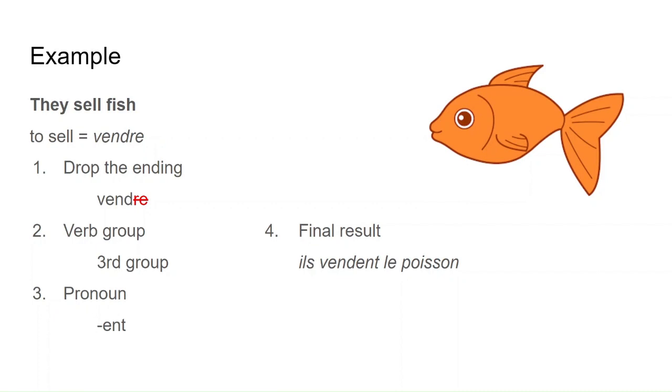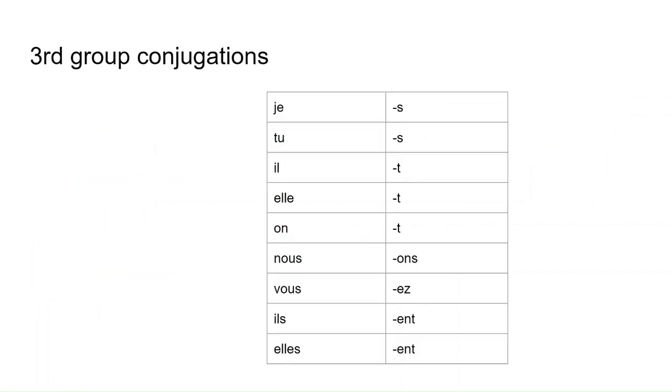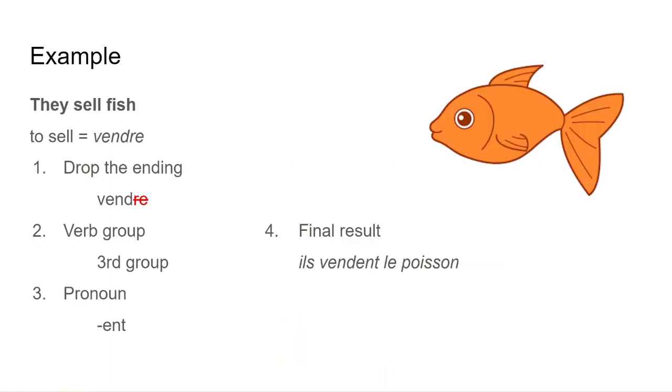So you drop the re ending from vendre, adding the ending ent, as you can see in this chart. So you drop the re ending from vendre, adding the ending ent, which is the relevant ending for ils within the third group. As a result, you get ils vendent du poisson, meaning they sell fish.